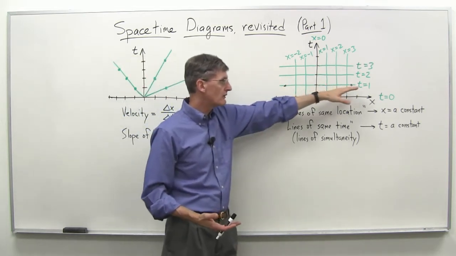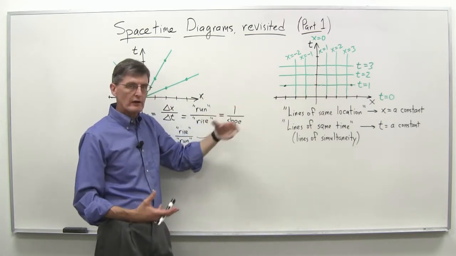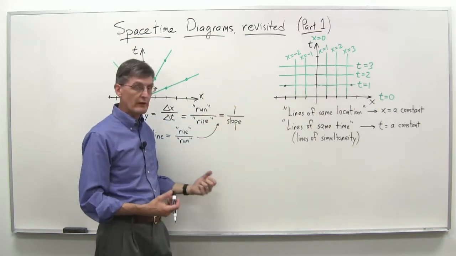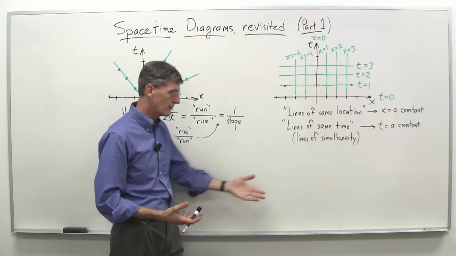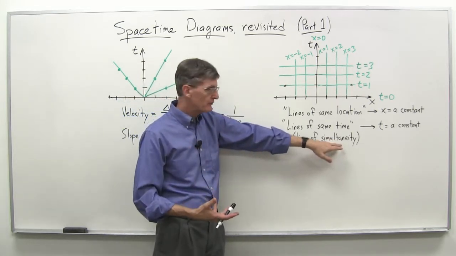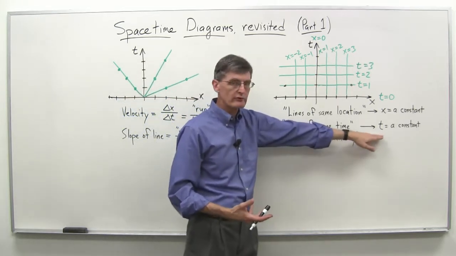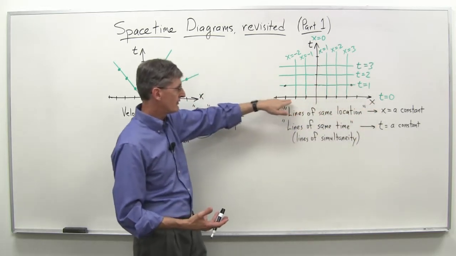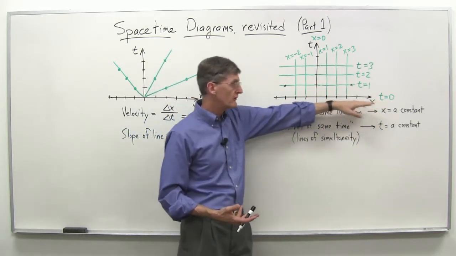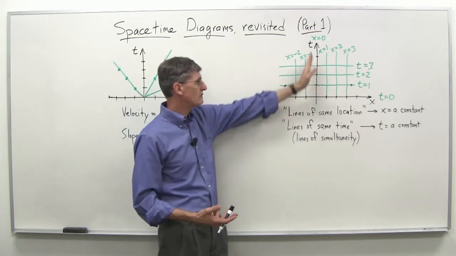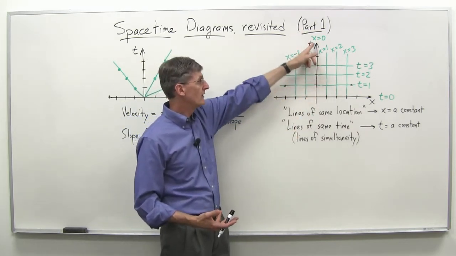Anything on that horizontal line, any event on that horizontal line, means it happened at the same time. They were simultaneous with each other. Of course, that's why we call it lines of simultaneity, where t equals constant. And of course, the x-axis itself is t equals 0, so it is a line of simultaneity. And I forgot to mention the t-axis, the vertical axis, is x equals 0.